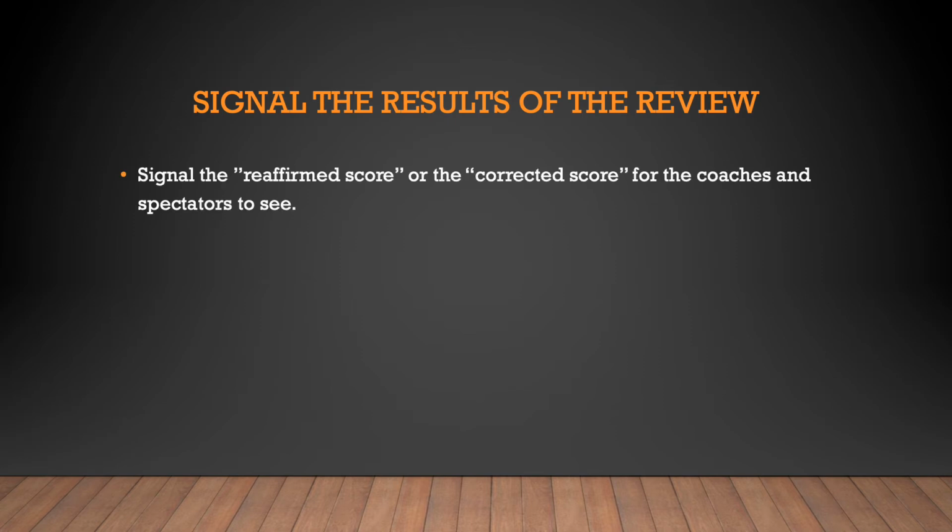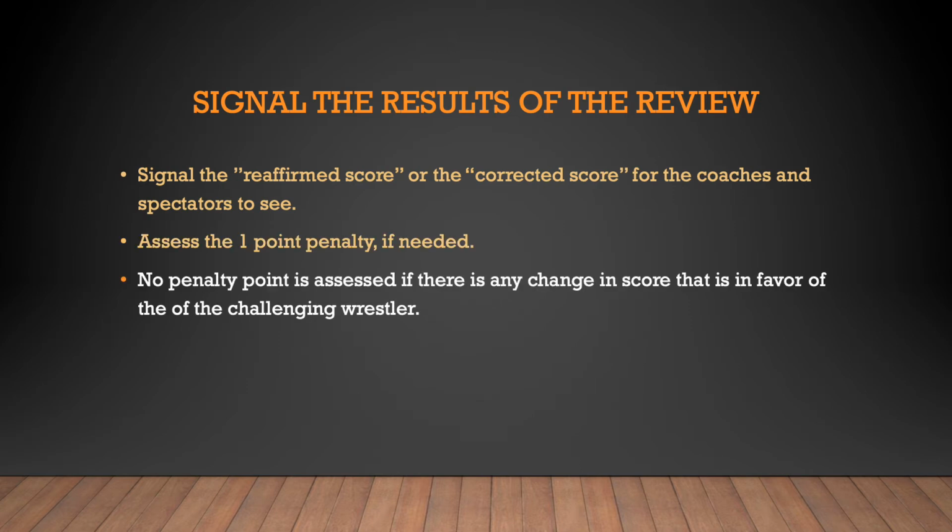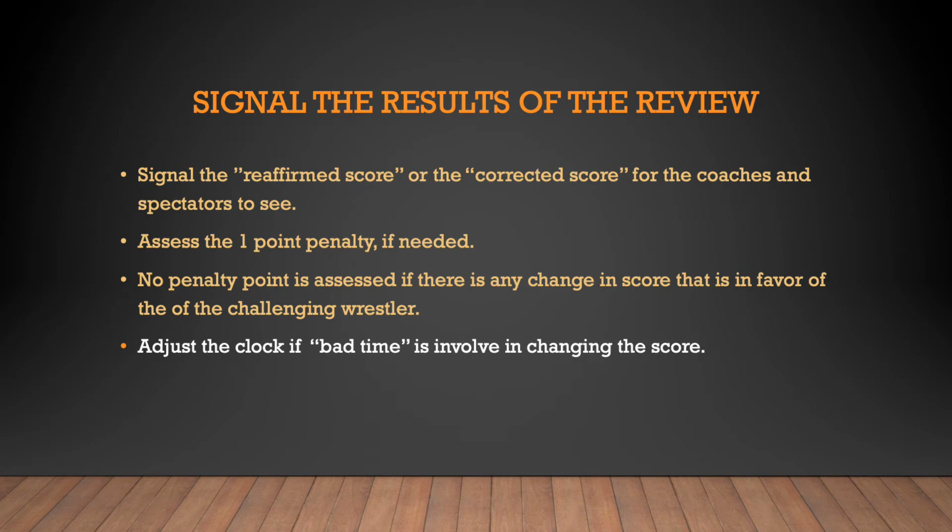Signal the reaffirmed score or the corrected score for the coaches and the spectators to see by walking on the mat and raising the appropriate points and appropriate color. Assess a 1-point penalty if needed by adding a +1 on the Track Wrestling controller. This does not enter into the penalty sequence. It's just a +1 for the other wrestler. No penalty point will be assessed if there's any change in the score that is in favor of the challenging wrestler. Adjust the clock if bad time is involved in changing the score.